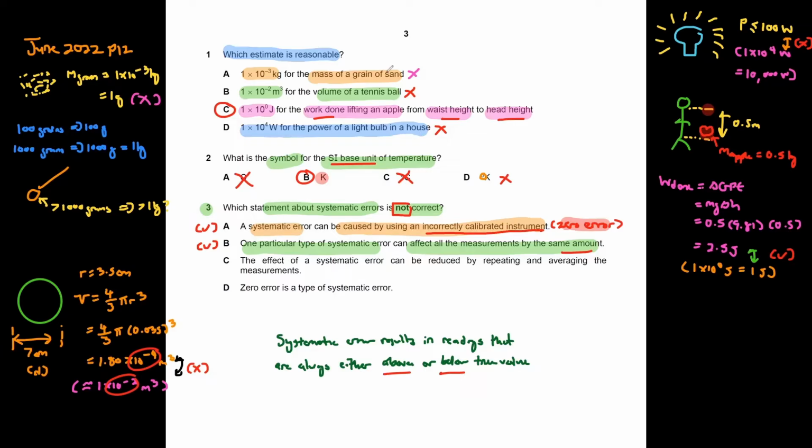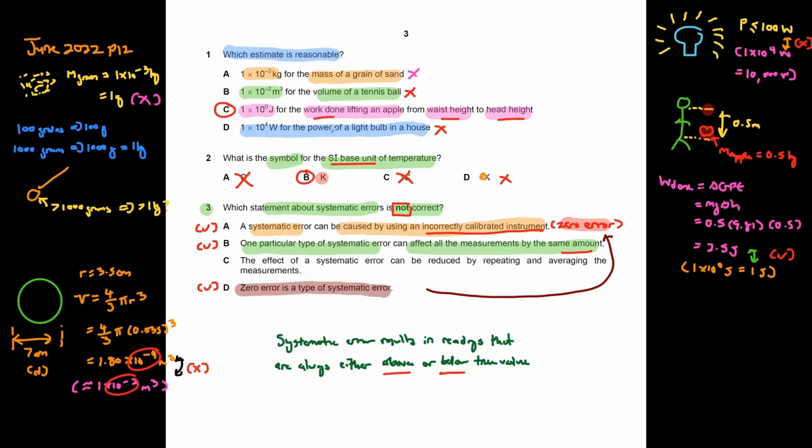Okay, so B is a correct statement here. And then if you look at D, zero error is a type of systematic error. This is actually what we just discussed in A. Zero error is actually a type of systematic error. Okay, it causes systematic error. So answer D is also a correct statement. So that means the only incorrect statement here will be C.